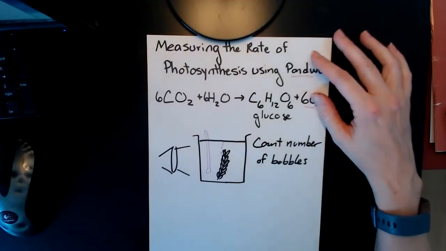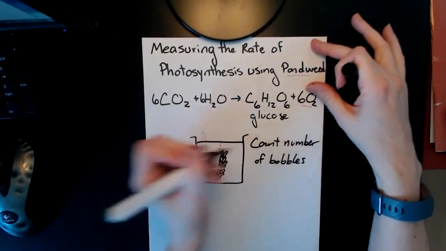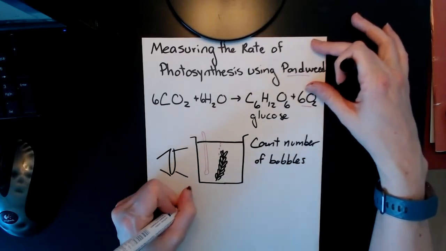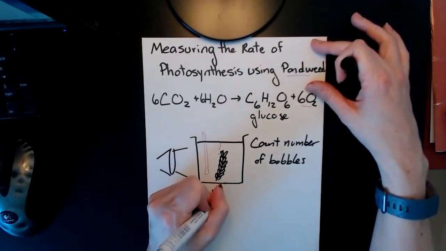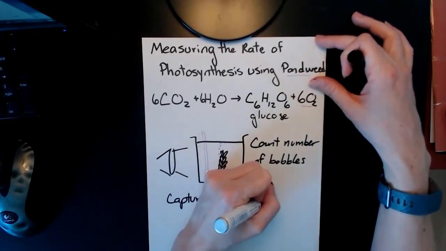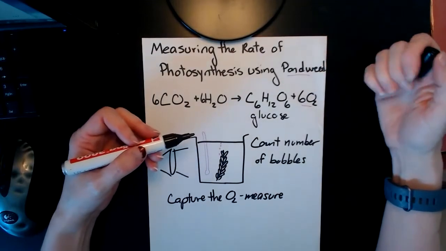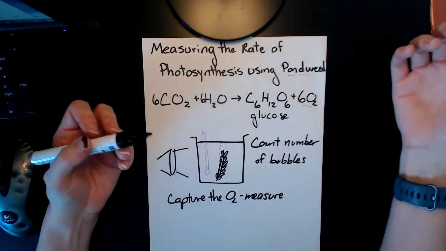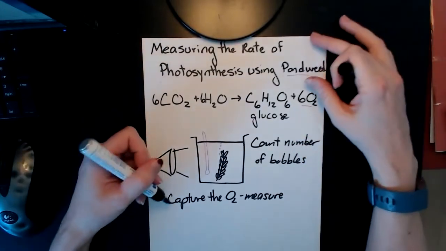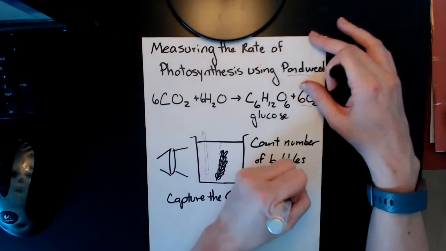But if you have a method of doing this, you can actually improve on it. Rather than counting the number of bubbles, you can actually capture the gas and measure the volume that is produced, okay? Because hopefully you can imagine that these bubbles may be different sizes, and so they could actually have different volumes. So counting the number of bubbles is perhaps more qualitative than quantitative. And so if you want to do it more quantitatively, you would capture the oxygen and measure the volume.